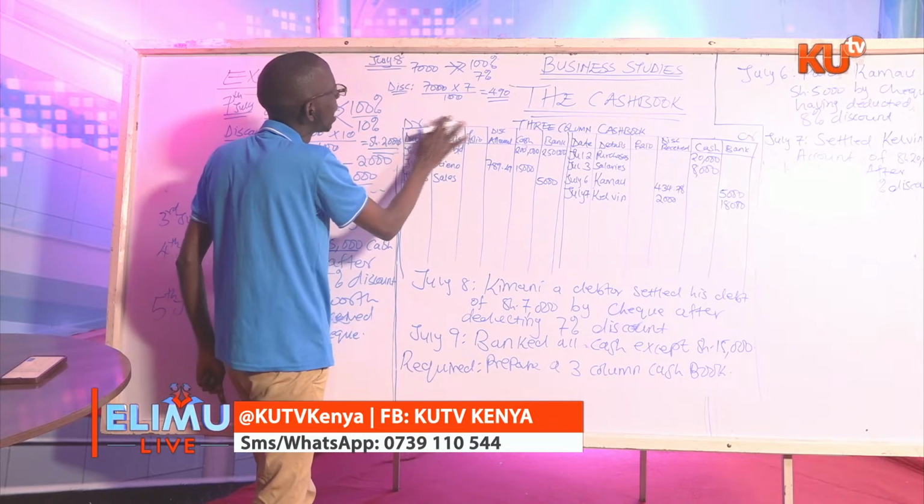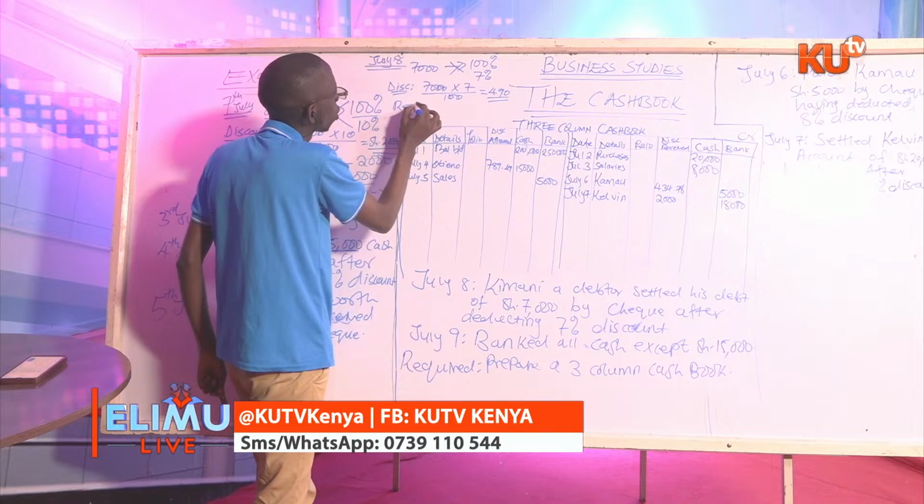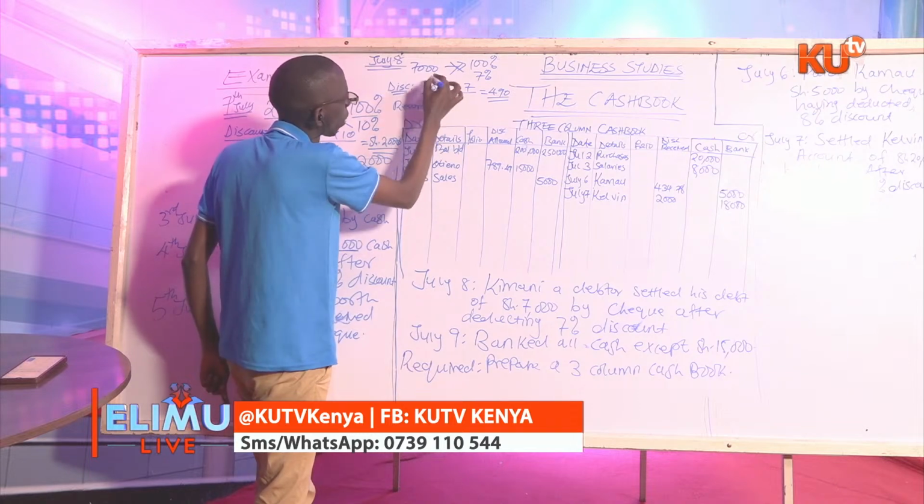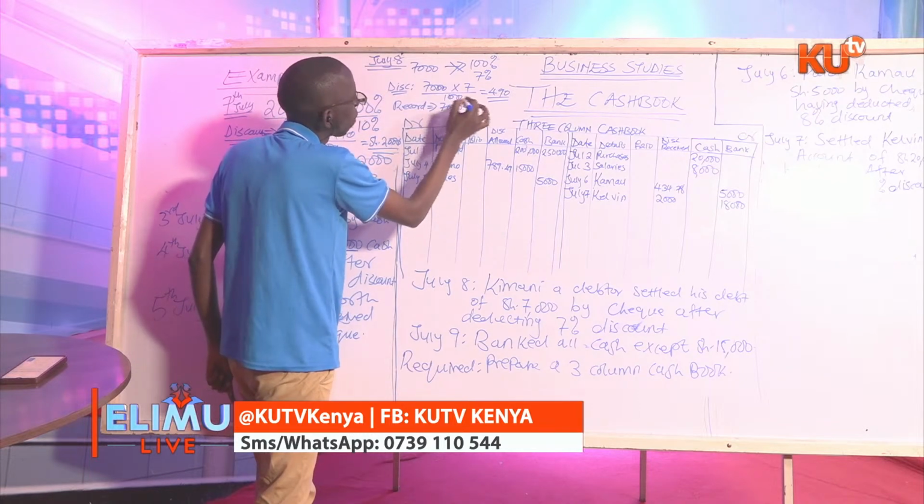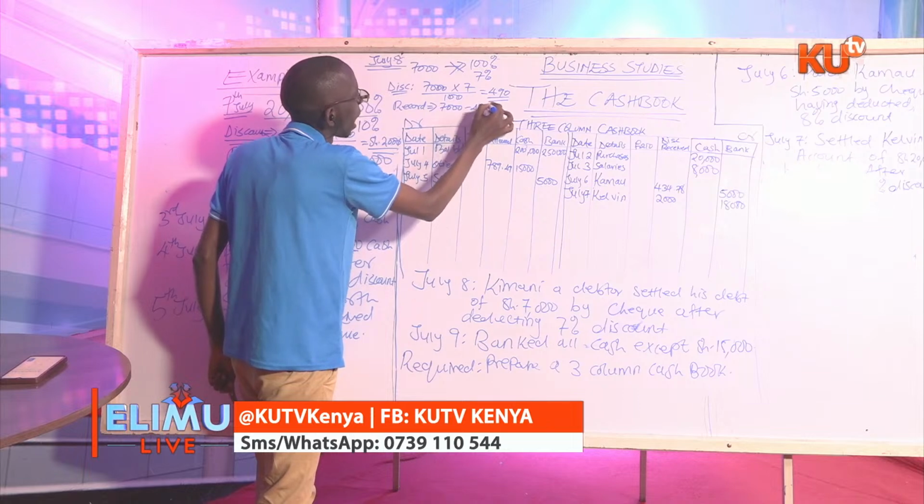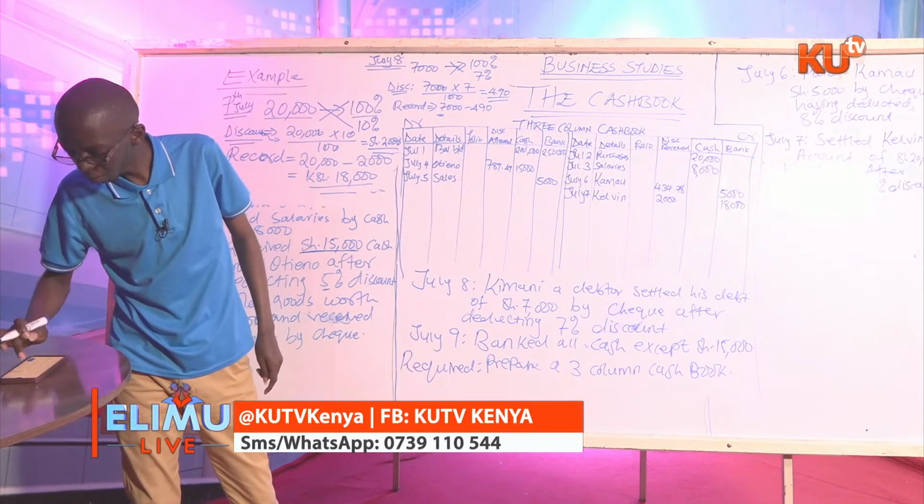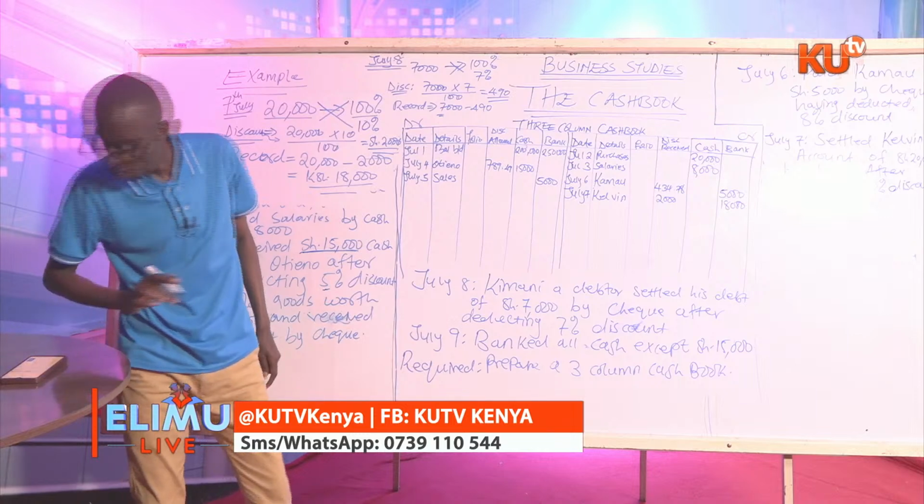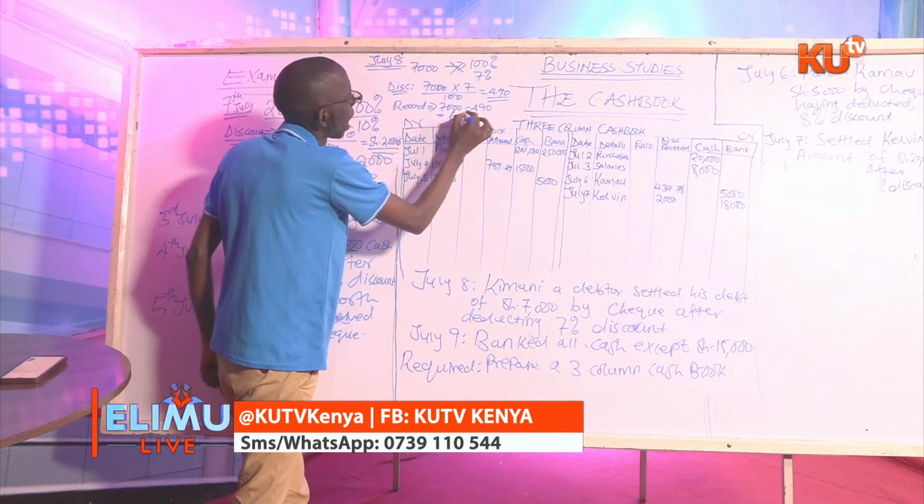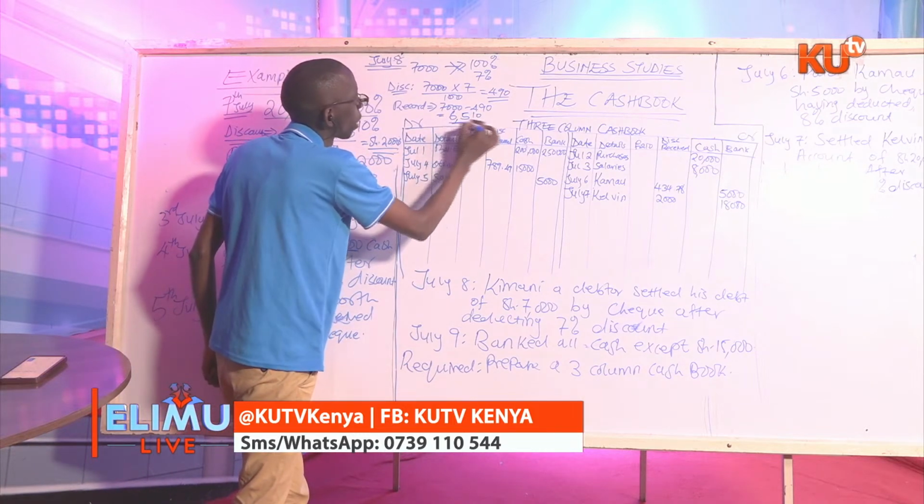So how much money did he pay? The amount you are supposed to record. How much are you supposed to record? The total debt, 7,000 minus 490, which is 6,510. That is what you're supposed to record.